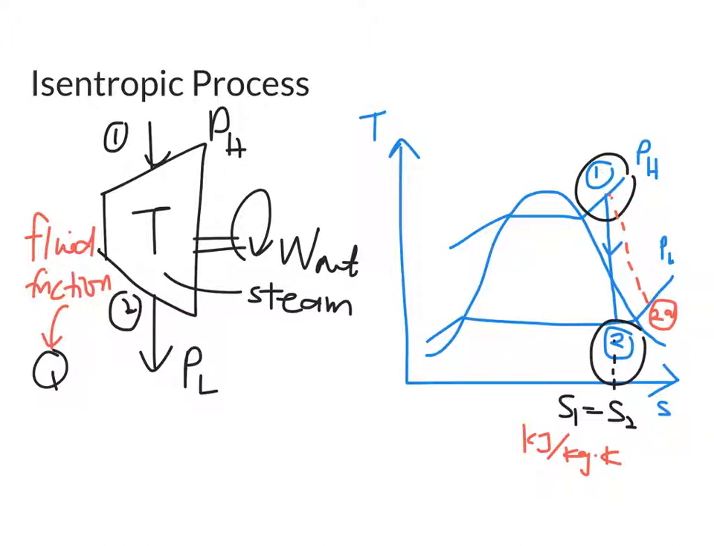But the ideal condition, what we call an isentropic process, has no fluid friction, so there's no heat, therefore your inlet S is the same as your outlet S.